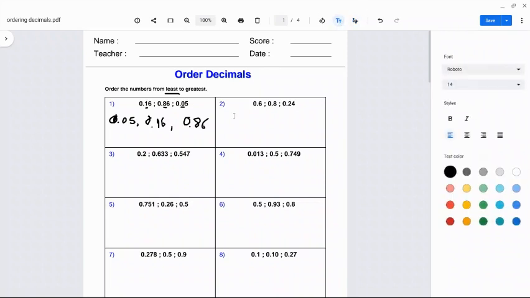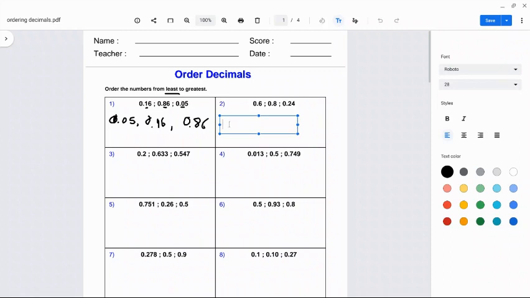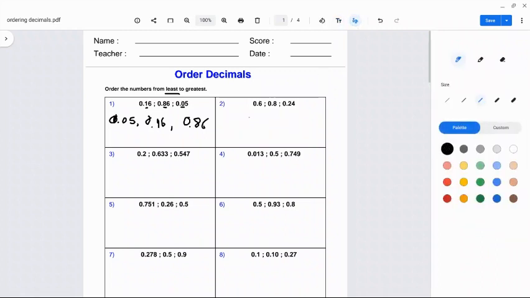Okay, let's do one more. I'm going to use the text feature to make my writing a little bit easier to read. So here, again, I'm just going to go back to scribbling. I'm looking at the number right after the decimal. So there is a 0 in the ones column, so they're all less than 1. And this has a 6, and this has an 8, and this one has a 2. Don't look at this as 24 and 8 and 6. If you need to do that, this would be 24 hundredths. This would actually be 80, and this would be 60. So we're always looking at just that first number.